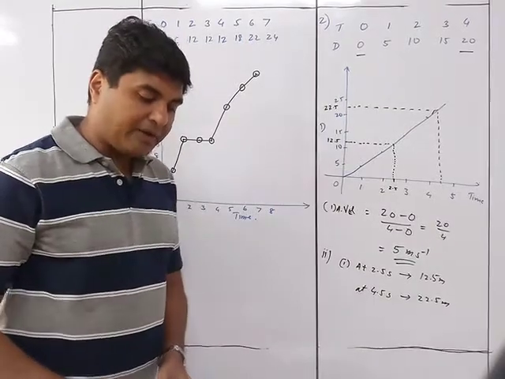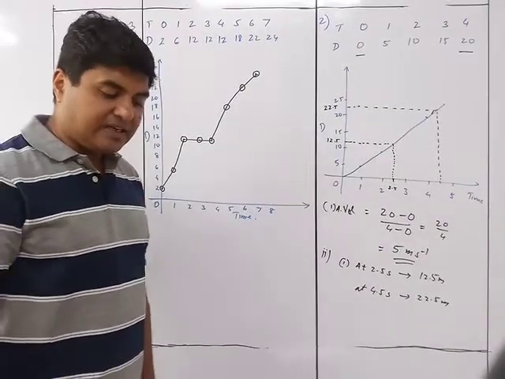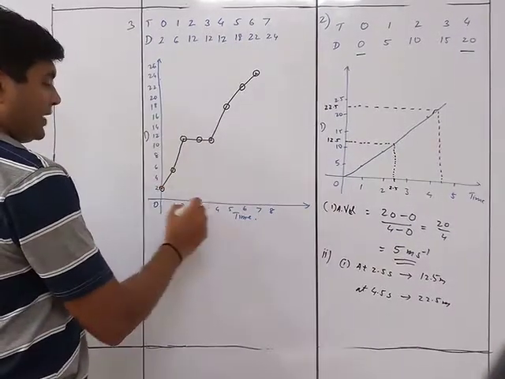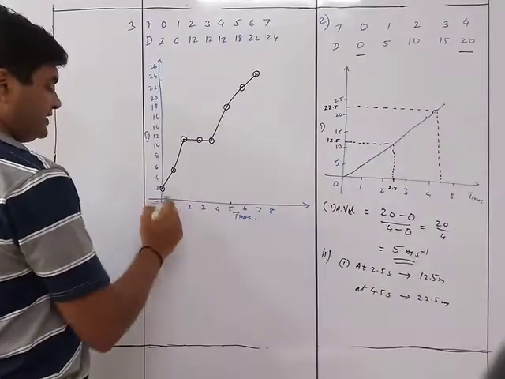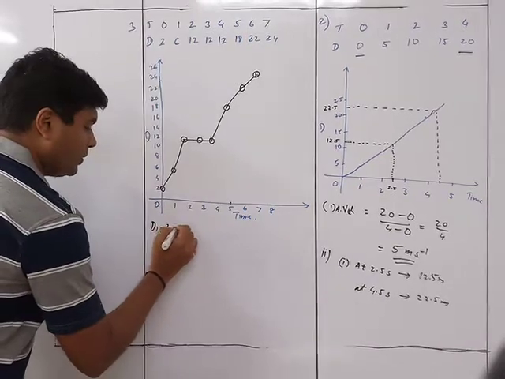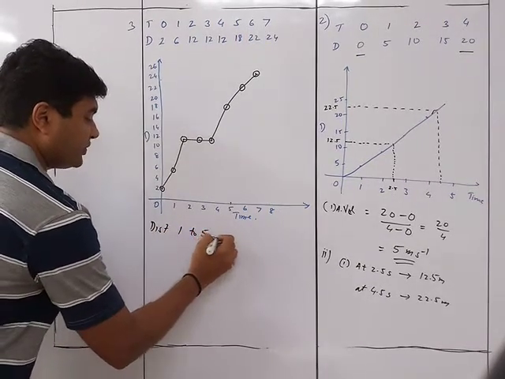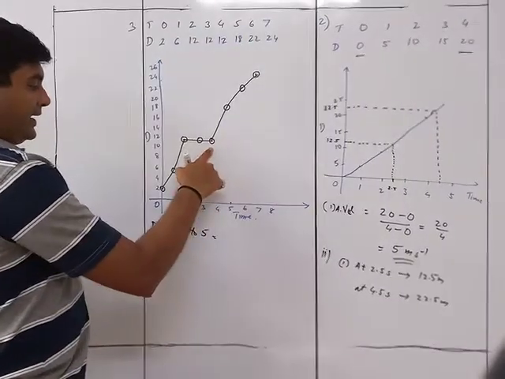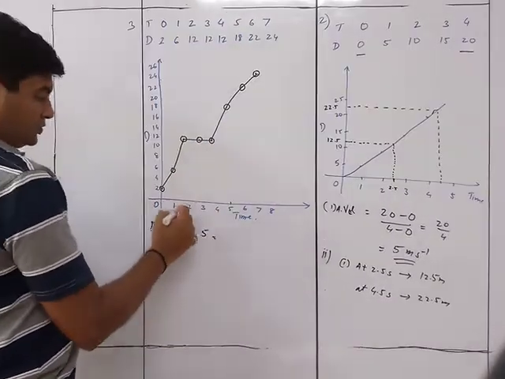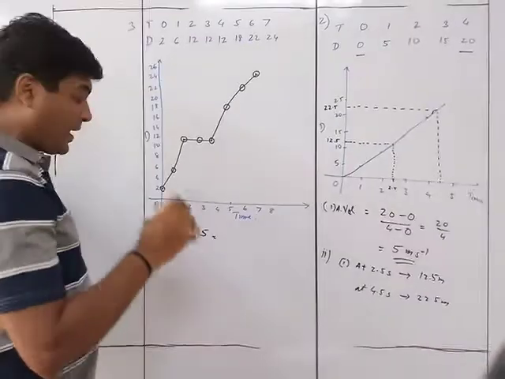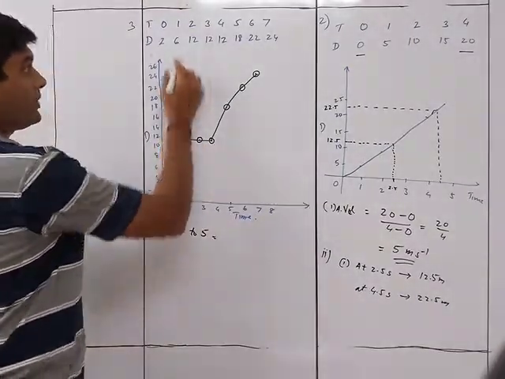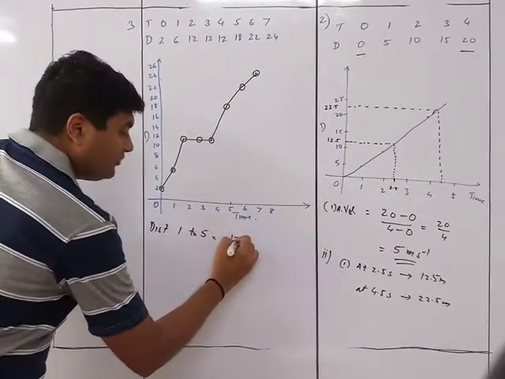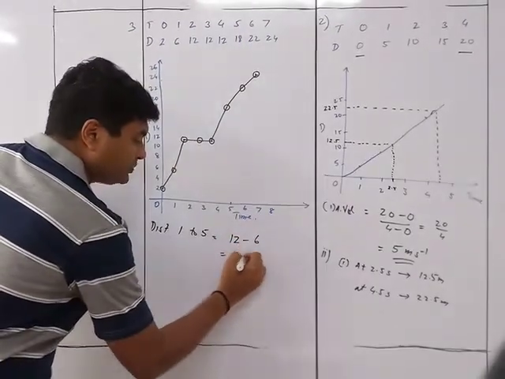So plot the displacement-time graph and calculate. First, distance travelled in interval 1 to 5. So from here to here, what is the distance travelled? So distance 1 to 5 is equal to, now at 5 seconds it was at 12 meters. And at the start it was at 1 meter. So 1 to 5, right? 1 was at 6. So it is 12 minus 6, is equal to 6 meters.